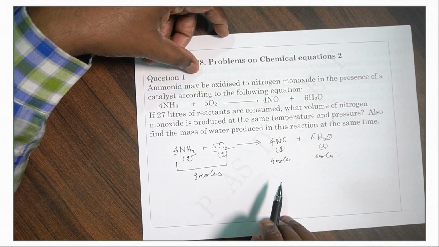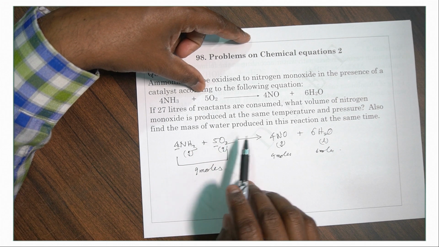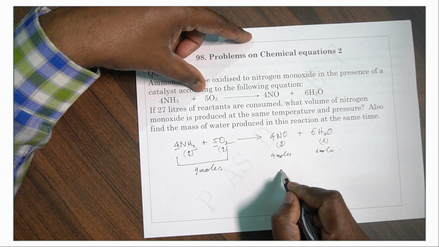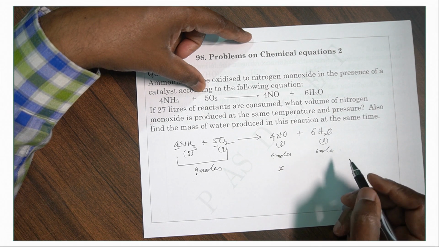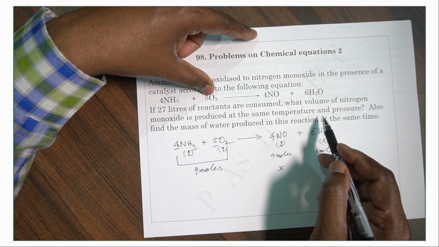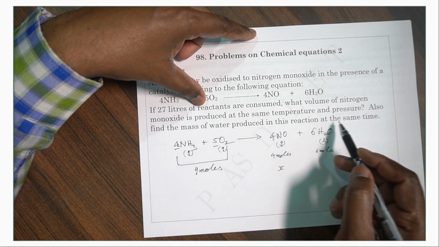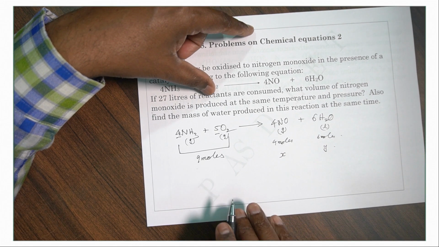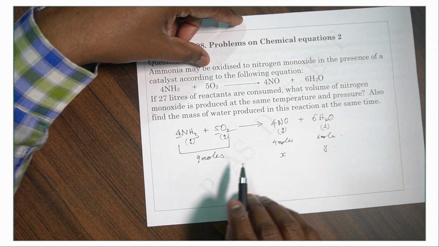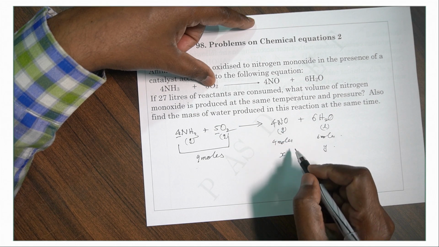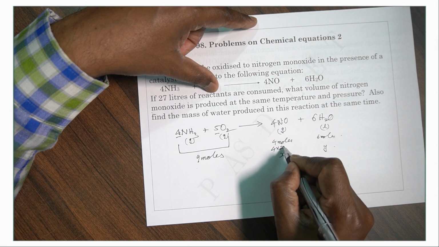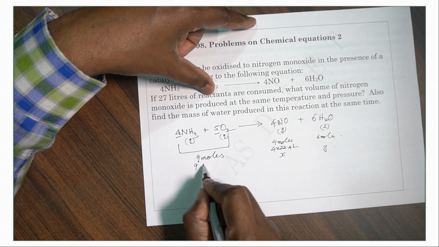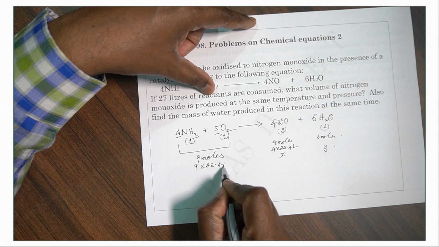Okay. Now, what is to be found? They are asking what volume of nitrogen monoxide. That means this one is asked. This is X. And what is the other thing asked here? Also find the mass of water produced. So this is Y. Now let us take what is given here. Since this is a gas, 4 moles means 4 into 22.4 liters. These are gases. 9 moles means 9 into 22.4 liters.